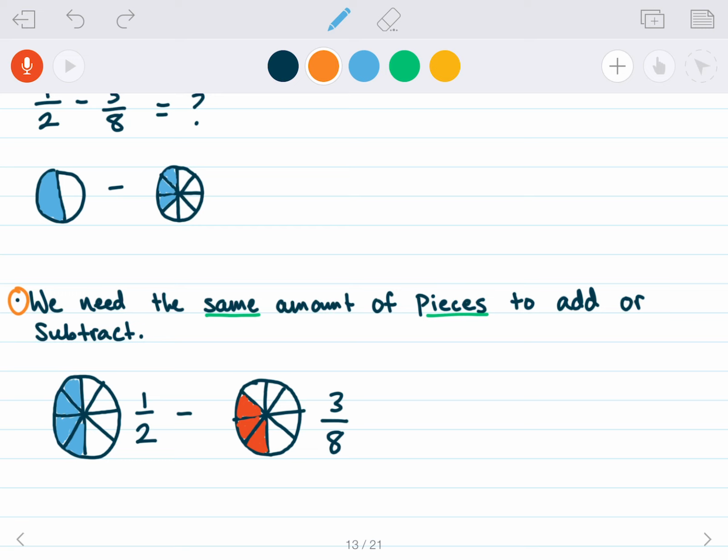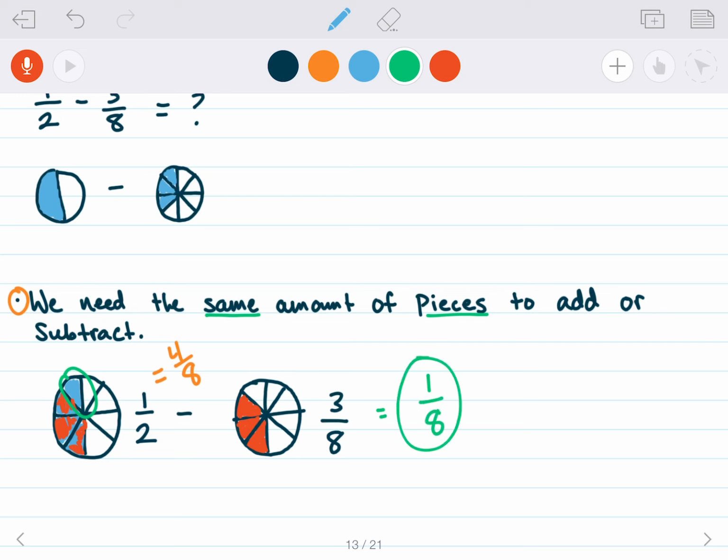So 4/8 is the equivalent fraction, right? 1/2 is secretly 4/8, and we can see that 1, 2, 3, 4 out of 8 pieces. So we're taking 4/8, take away 3/8. So what we're taking away is 1, 2, 3. And how much are we left with? Well, we're left with 1/8, right? So 4/8 minus 3/8, we're left with 1/8.